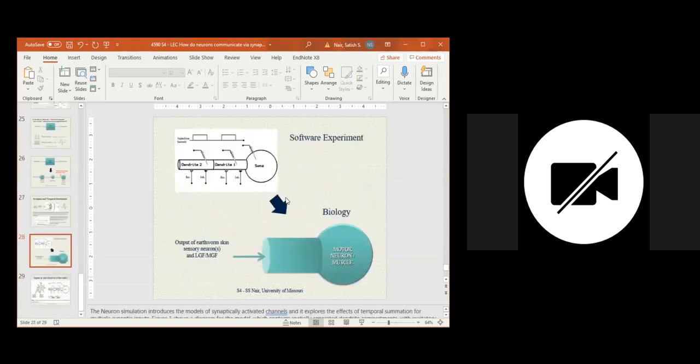Now in the software experiment, you're trying to basically represent this biology. The output of earthworm skin sensory neurons is the spikes that come through this. That's the output. So if one spike comes, the soma should spike, if this is the anterior end. For the posterior end, there are 3 spikes that need to come, excitatory, for the soma or muscle to spike. That's the idea. So you get the big picture then.